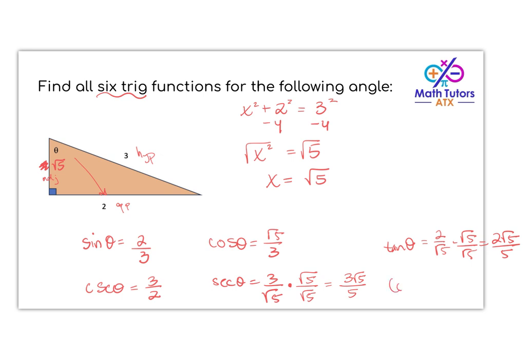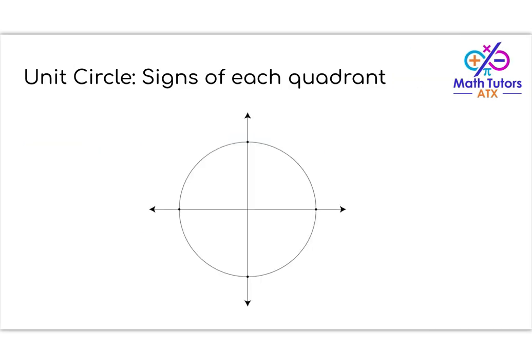Great. Now the cotangent, it's easier if you just look at the original one, because 2 over root 5, if I just do the reciprocal, I get root 5 over 2. Yay! Okay, so there are our 6 trigonometric functions.